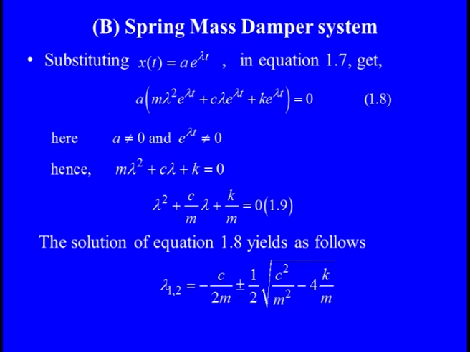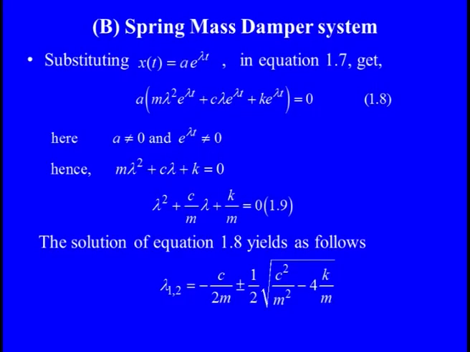We can make this equation general by dividing by the mass, to keep the characteristic equation generalized. So we have lambda square plus c by m into lambda plus k by m equals 0. When we solve using the characteristic equation, the characteristic roots are lambda 1,2, which is nothing but minus c by 2m plus or minus square root of (c by 2m) square minus k by m.